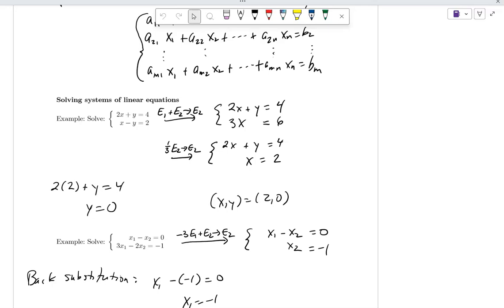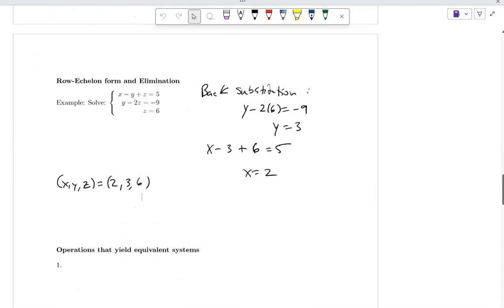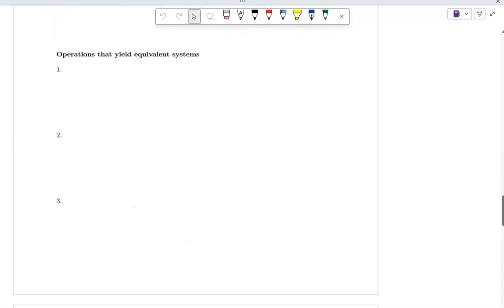That's not going to change the solutions to the system at all if I just reorder the equations. So those are going to be our three basic operations. That will yield equivalent systems.